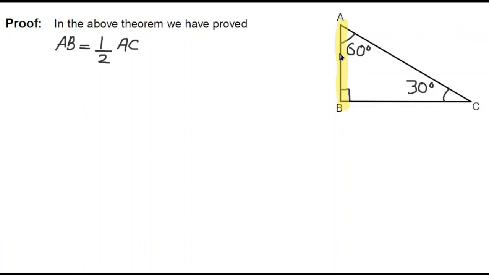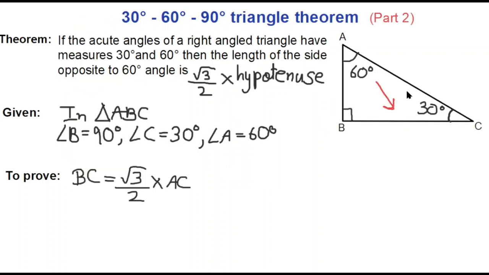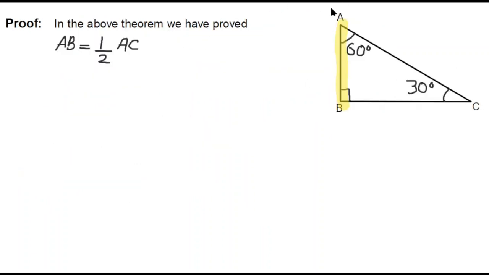See, in exam, if it is asked 30, 60, 90 triangle theorem, you have to write both the parts. First you have to prove this part, that is for the 30-degree angle, then you have to prove it for the 60-degree angle. If in the statement it is asked to prove the length of the side opposite to the 60-degree angle and the length of the side opposite to the 30-degree angle, then you have to write both the parts. If only the length of the side opposite to the 30-degree angle is asked, then you have to prove part 1, and if only the length of the side opposite to 60 degrees is asked, then you have to prove part 2. But we have to write the statement of part 1.